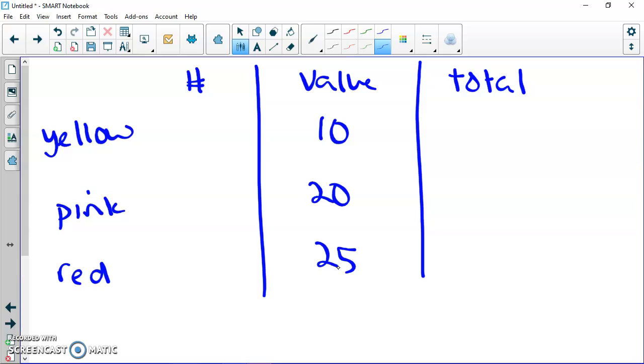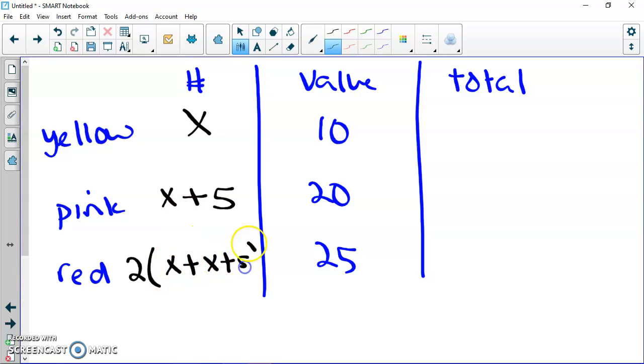So since we're talking about yellow, yellow is X or N, and there are 5 more pink than yellow. So yellow plus 5 for pink, and twice as many red as the sum of the other two. So red is 2 times the yellow and the pink. So 2 times 2x plus 5, or you can just write 4x plus 10 if you want. That's the simplified form of that.